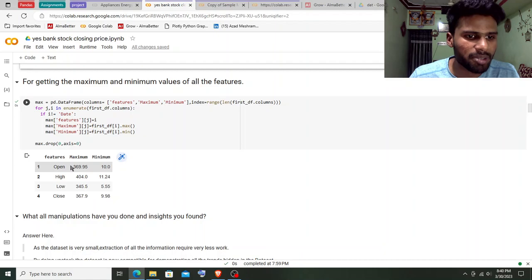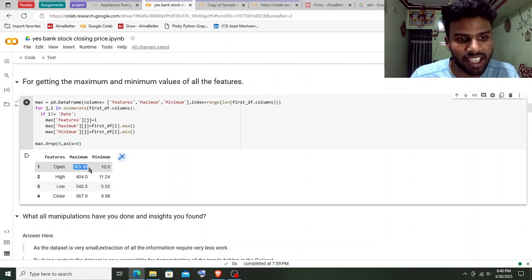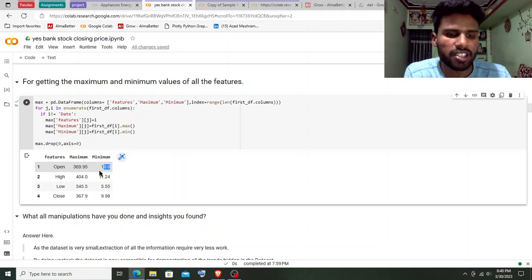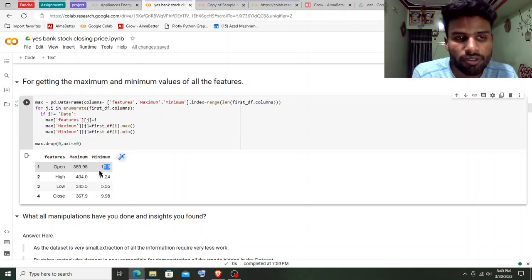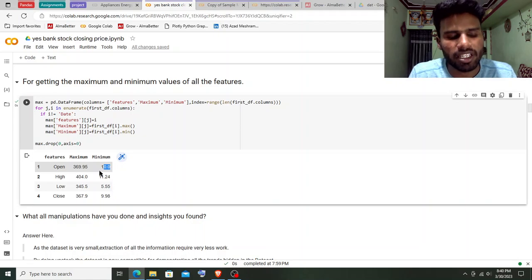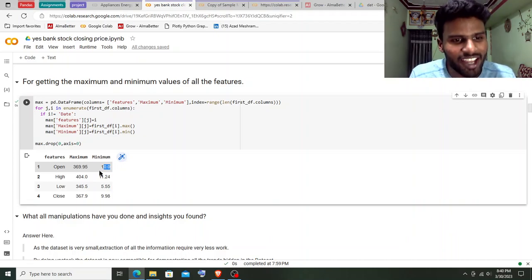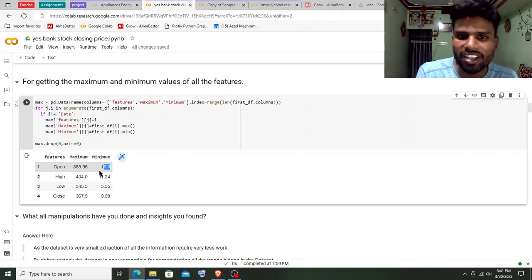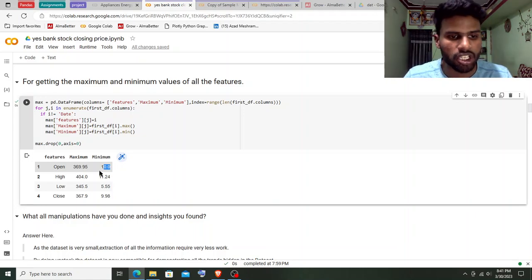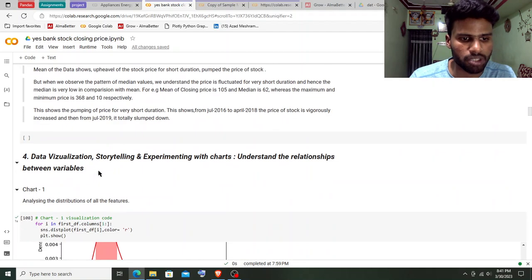We could see the opening prices, the maximum opening price is 369, let's say in round figure it is 370, but the minimum price is 10. Here the point is the data set is flowing from 2005, 2006 to 2020. So we could at least expect this, but we also have to consider whether this trend has changed very drastically or whether it is a gradual change. So we will see in our data visualization part.